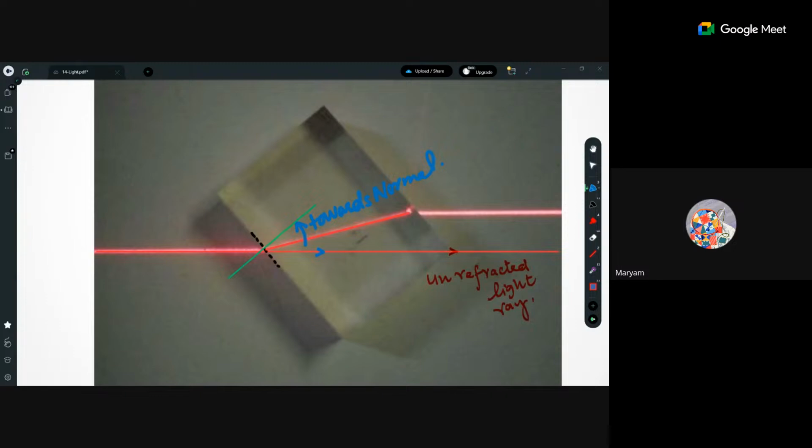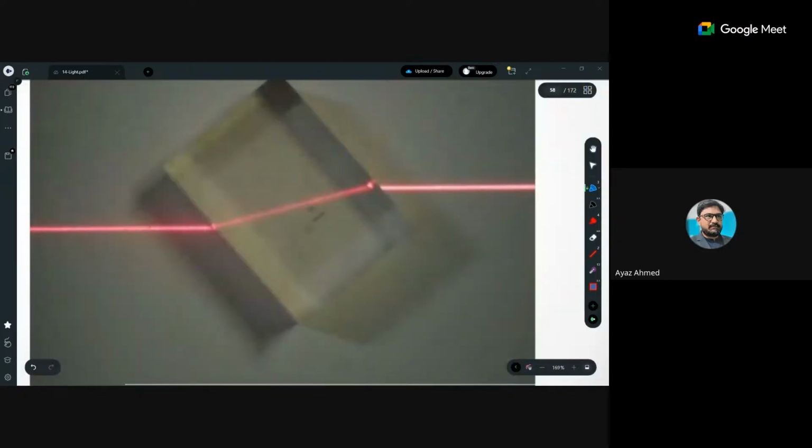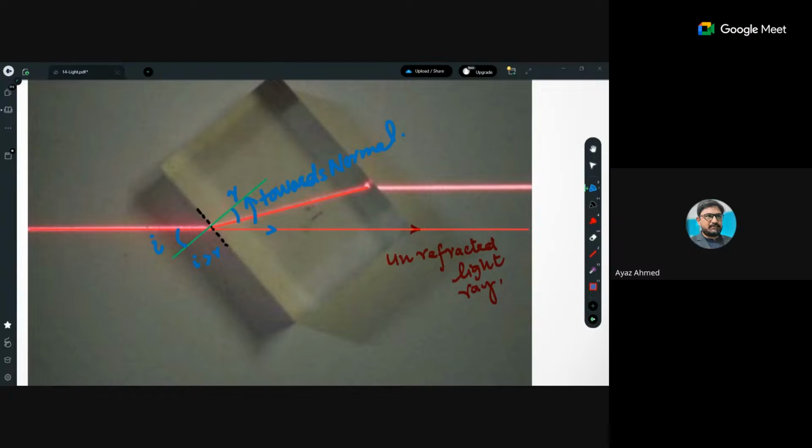Where is the angle of incidence? Look, the angle of incidence is this. So this is your I, and this is your R. So is it visible to you that here I is greater than R, and the bending is towards the normal? So these are all the evidences that light is slowing down when it enters from a less dense to a more dense medium.